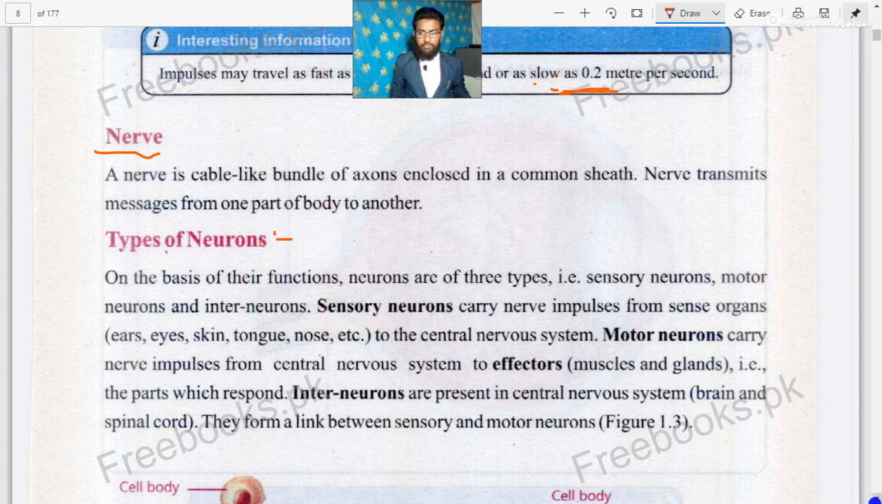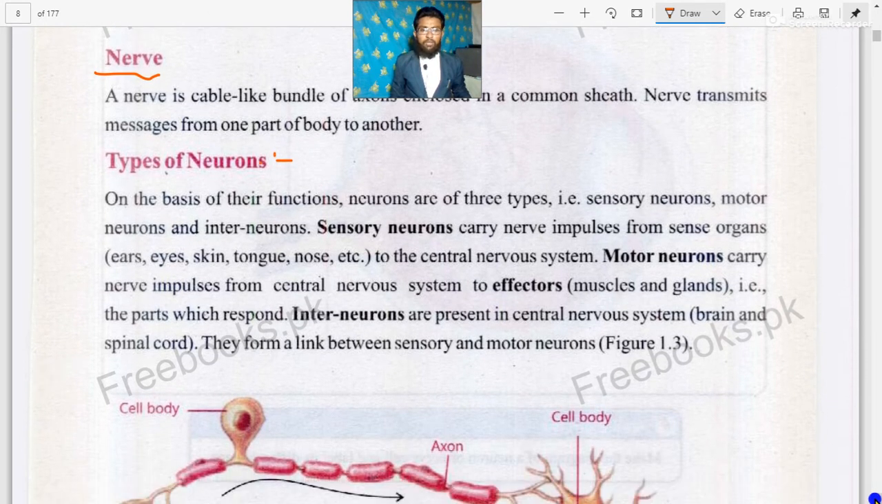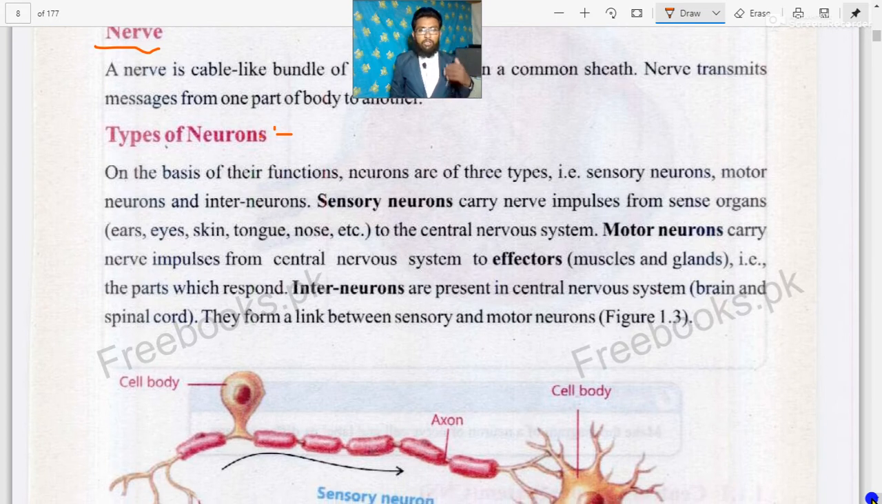Dear cadets, first of all, on the basis of their function, neurons are of three types. Neurons are divided into three types on the basis of their functions because they have different functions. So they are divided into three major types: sensory neuron, motor neuron, and interneuron.